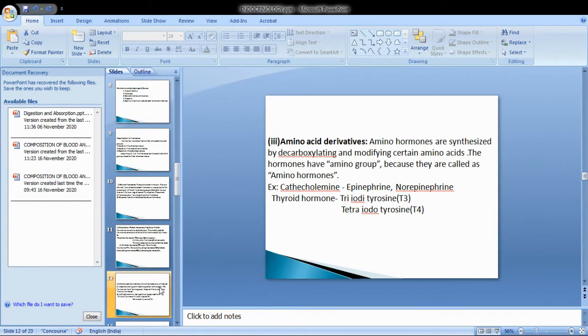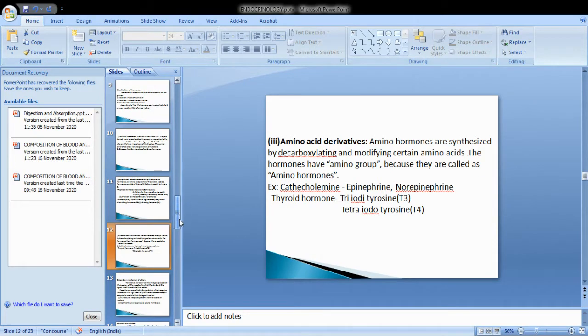Next, amino acid derivatives. Amino hormones are synthesized by decarboxylation and modification of certain amino acids. The hormones have an amino group, hence they are called amino hormones. Catecholamines include epinephrine and norepinephrine, whereas thyroid hormones include triiodothyronine and tetraiodothyroxine. These are examples of amino acid derivatives.